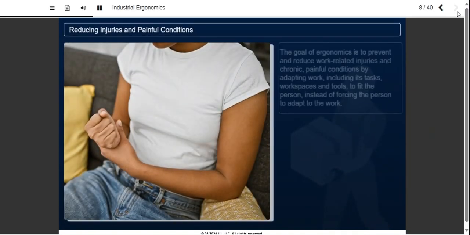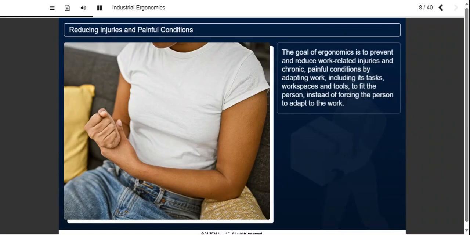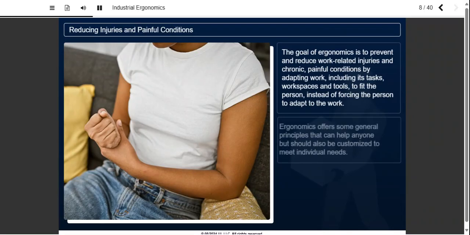The goal of ergonomics is to prevent and reduce work-related injuries and chronic painful conditions by adapting work, including its tasks, workspaces, and tools, to fit the person, instead of forcing the person to adapt to the work. Ergonomics offers some general principles that can help anyone, but should also be customized to meet individual needs. For example, a taller person may need a different workspace setup than a shorter person.